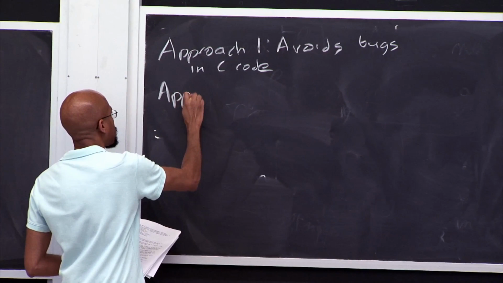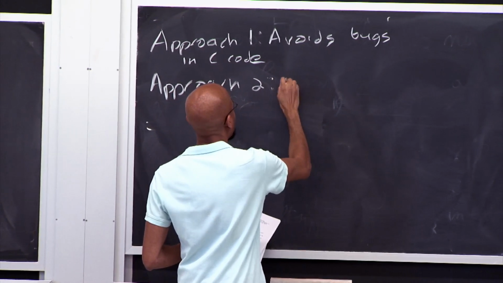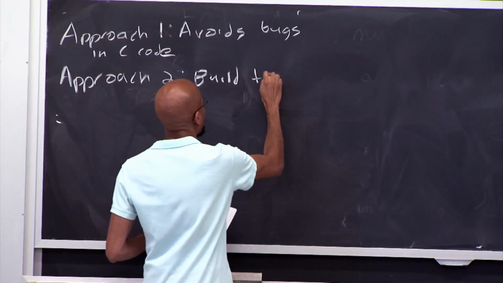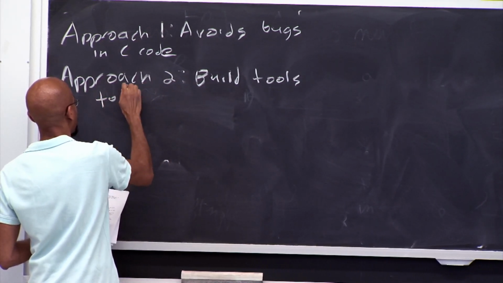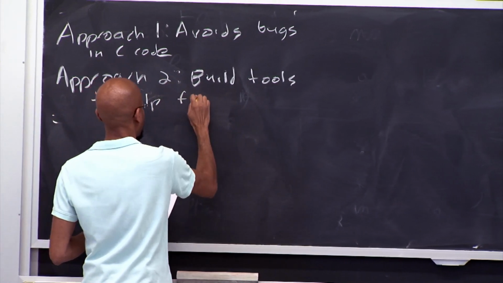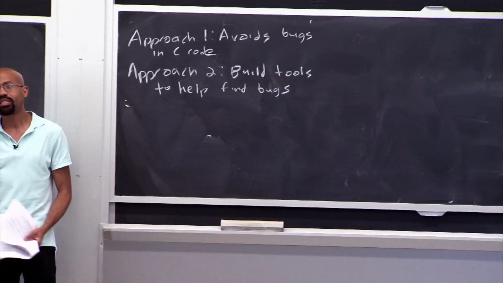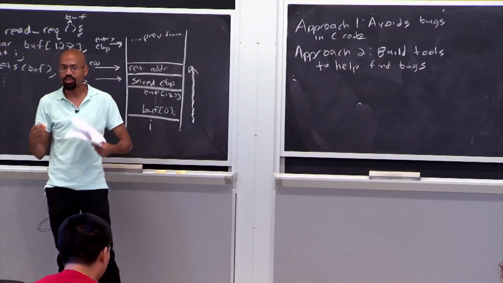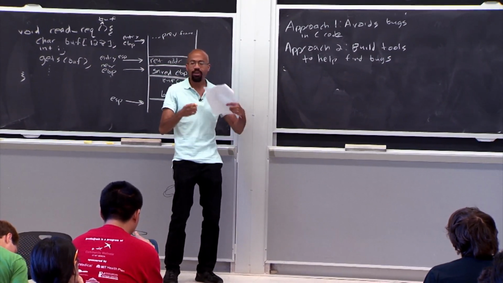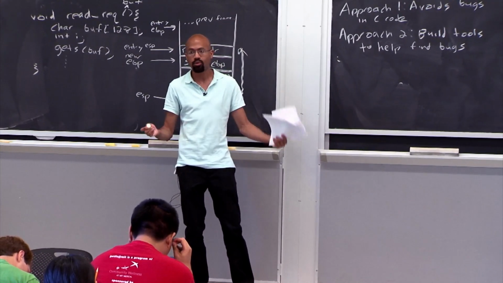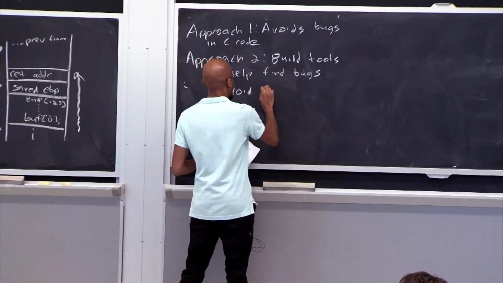Another approach is to build tools that allow programmers to find bugs. An example of this is something called static analysis. We'll talk a little more about static analysis in later lectures, but suffice it to say that static analysis is a way of analyzing the source code of your program before it even runs and looking for potential problems. So imagine that you have a function like this.